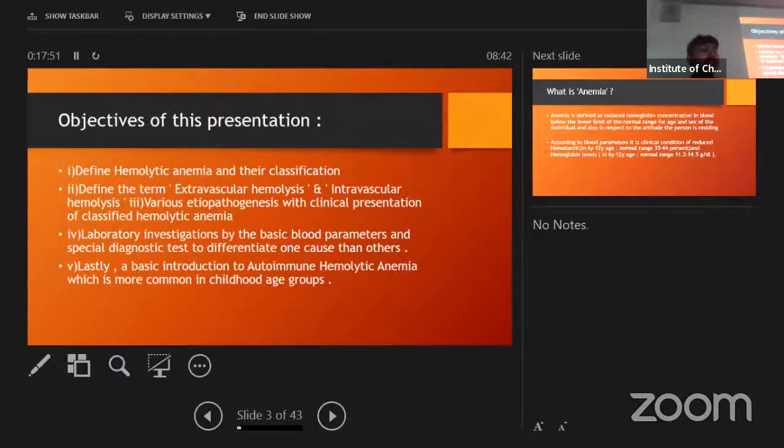The objectives of this presentation are to define hemolytic anemia, define the terms extravascular and intravascular hemolysis, describe the various etiopathogenesis with clinical presentation of classified hemolytic anemia, laboratory investigation, and lastly, a basic introduction to autoimmune hemolytic anemia.